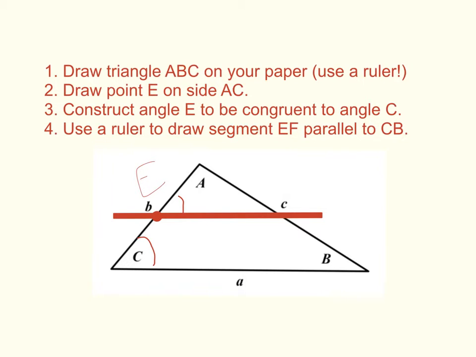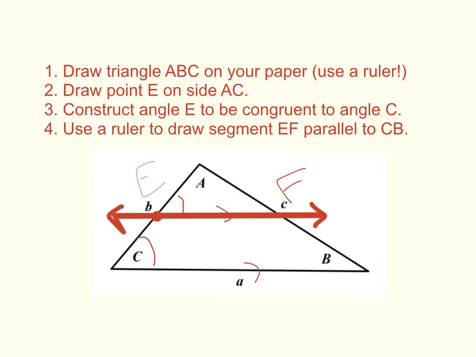So go ahead and extend that side of your angle all the way out to the other side of the triangle, and there we have a line. We're going to name the other side of this line at the point that it intersects. We're going to name that F. So now you have line EF. Now we can say that line EF is parallel to line CB because of these two angles that we drew earlier.